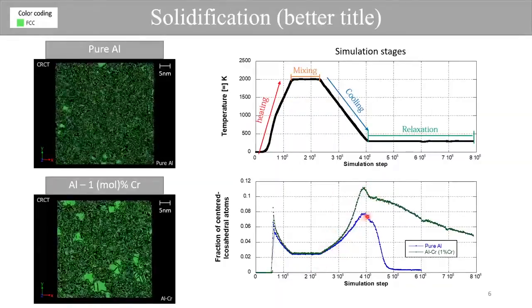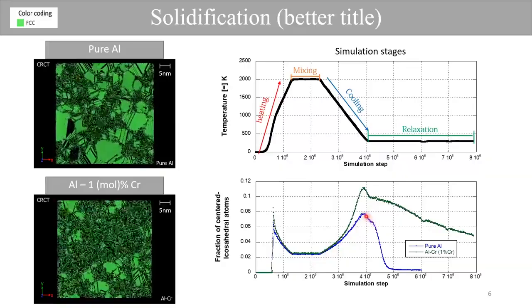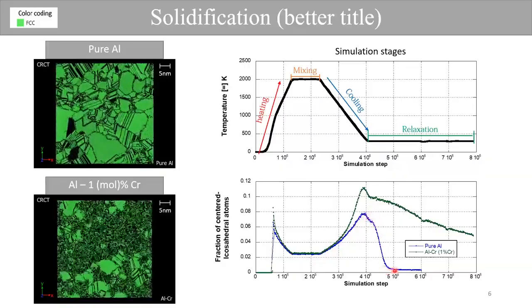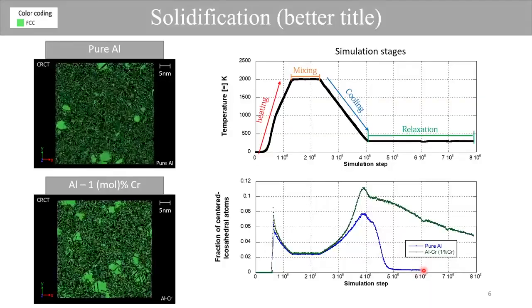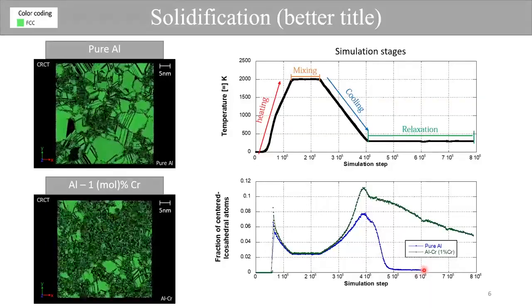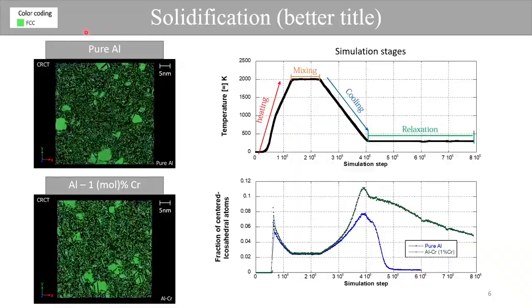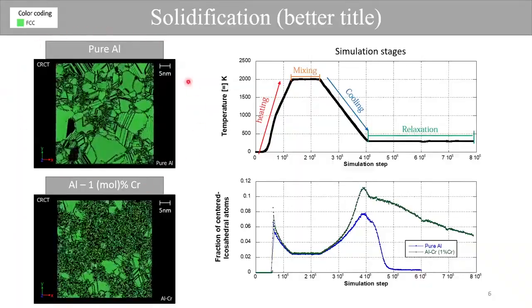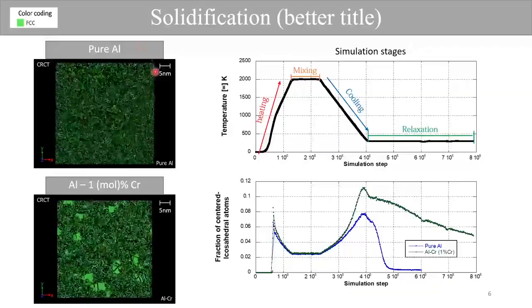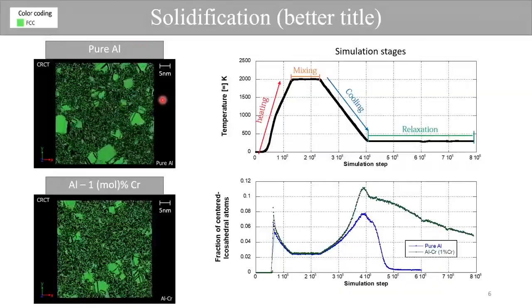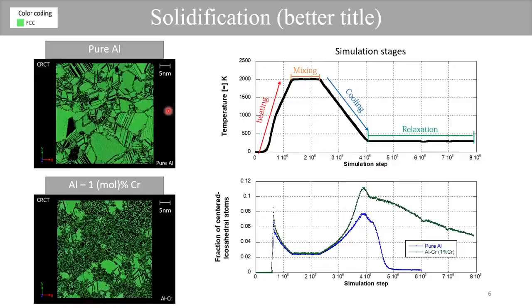We can also see that for the pure aluminum, the icosahedral fraction drops and reaches an equilibrium. This indicates that the solidification has finished. And we can see that solidification finishes in this first video. The first one is for pure aluminum, and as I said before, we can see the whole system solidified.